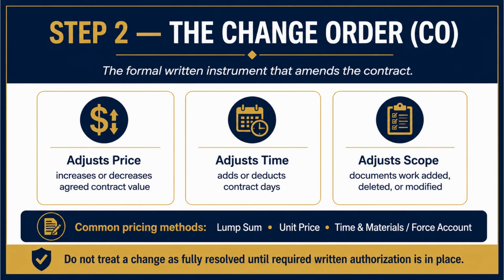Force account is what you fall back on when nobody can predict the cost up front. You just track every hour and every dollar and bill it. Keep meticulous records on T&M work, because every hour you can't document is an hour you don't get paid for.